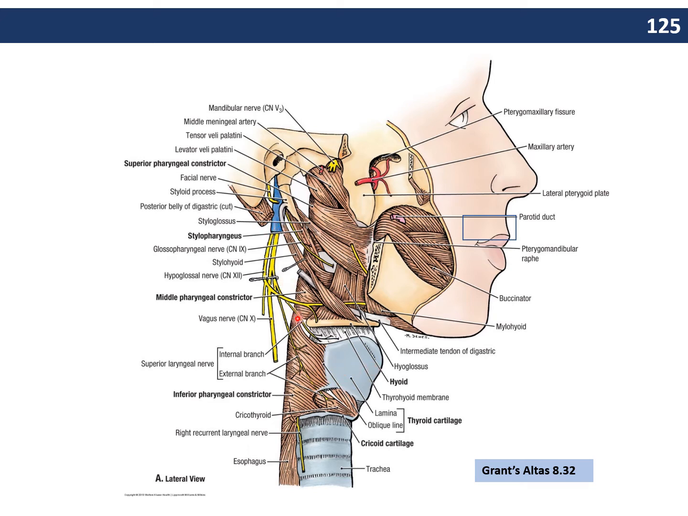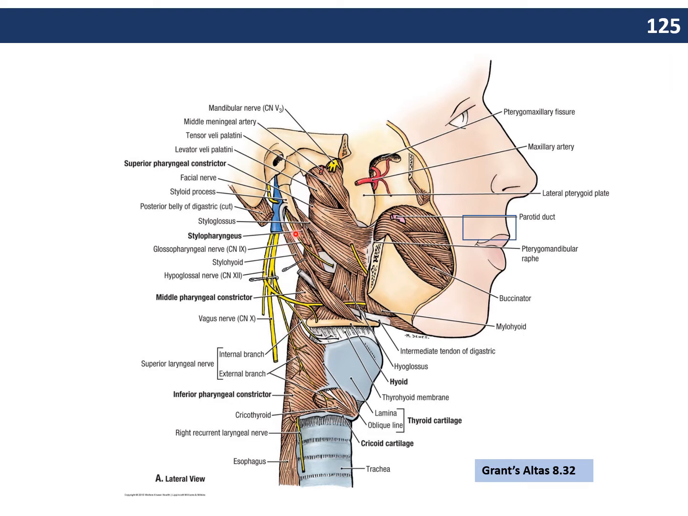Now, these branches, the internal and external laryngeal nerves, are branches of the vagus nerve that came through the jugular foramen, is traveling inside the carotid sheath, and along the way it gives that internal and external branch, in addition to some pharyngeal branches that service the pharynx.